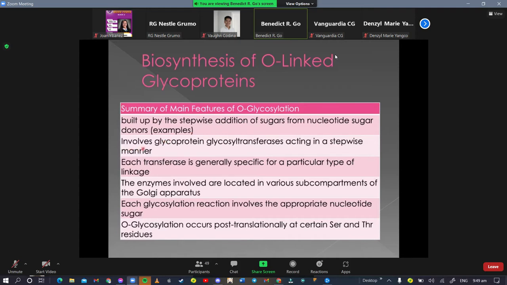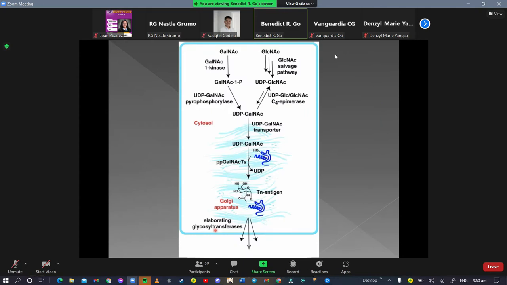And it involves glycoprotein glycosyltransferase as the enzyme acting in a stepwise manner, meaning, of course, step by step, right? Each transferase is generally specific for a particular type of linkage. And the enzymes involved are located in various subcompartments of the Golgi apparatus. Each glycosylation reaction involves the appropriate nucleotide sugar, of course, as the donor, and O-glycosylation occurs, take note, post-translationally at serine and threonine residues.